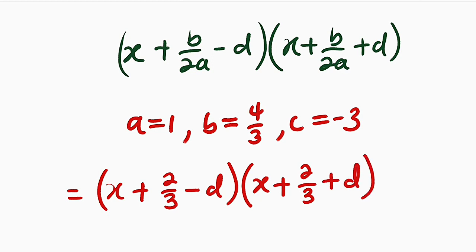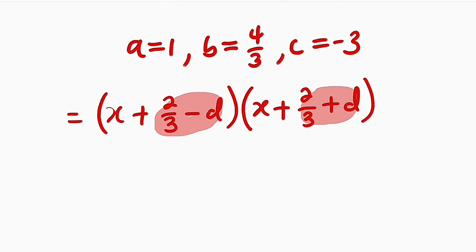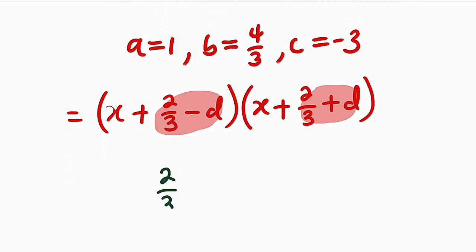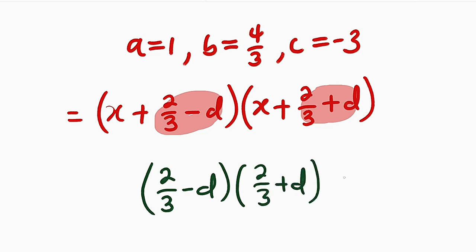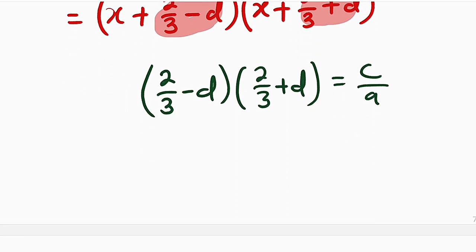But remember I told you, if you multiply these two factors, you are going to obtain c divided by a. So now let us multiply them together: (2/3 − d) multiplied by (2/3 + d). This is the same thing as c/a. If you observe, this is just a difference of two squares.